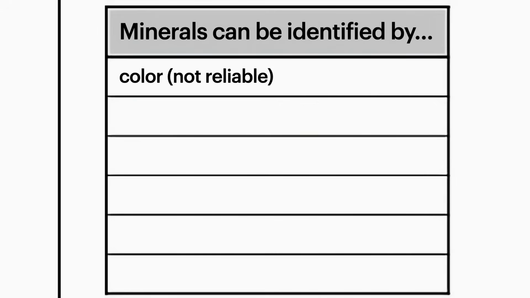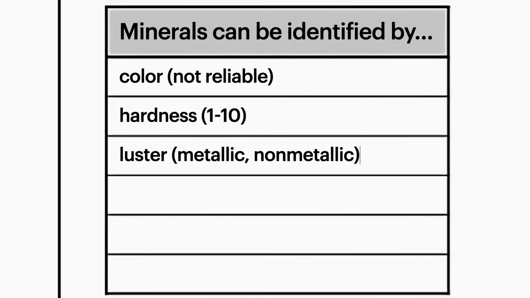Now I'm putting a note here that it's not reliable. So color is something you can use to identify minerals, but within certain constraints, and we'll talk more about that in a moment. We also look at hardness, which is typically measured using something called the Mohs scale, which is a scale of 1 to 10, with 1 being soft, minerals like talc, and 10 being hardest, with minerals like diamond. Next up is luster.